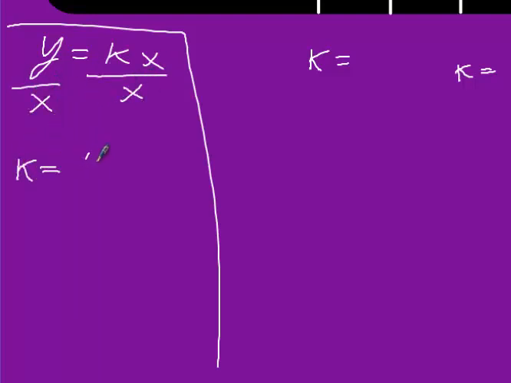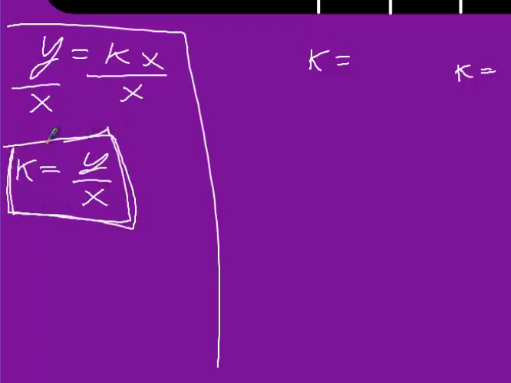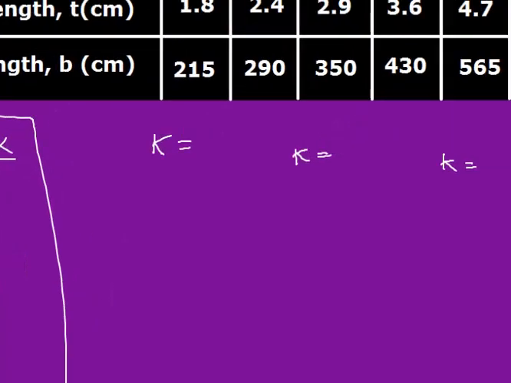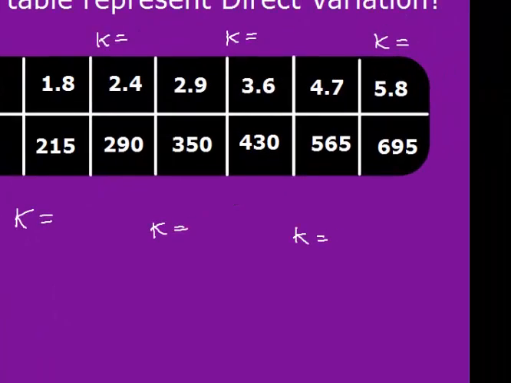So k is actually going to be equal to y over x. We're using this idea right here, so make sure you have that written down in your notes somewhere. Okay, when they give you a table, how you find k is you take your y value off the table and divide it by the x value on the table and see what number you get. And what we want is the k's to be exactly the same at every single step. If k is the same at every step, then yes, we have direct variation. If k changes at all on any step, then it is not direct variation.